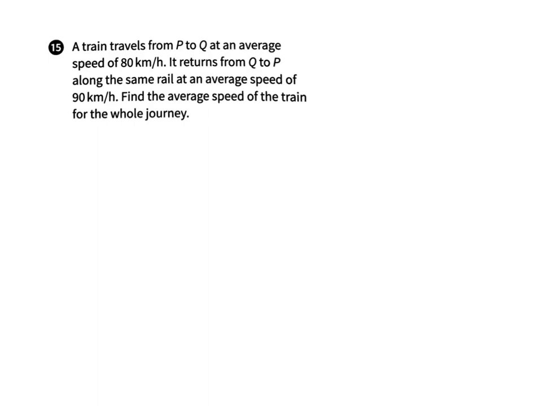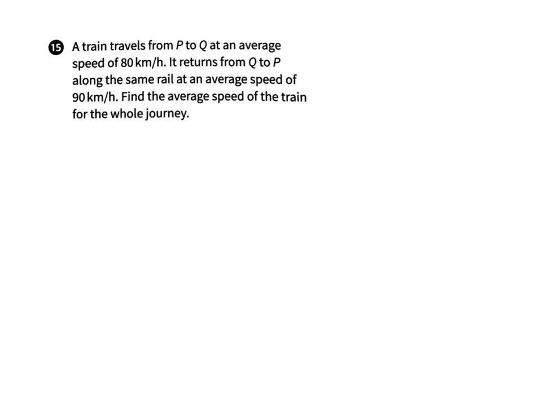A train travels from P to Q at an average speed of 80 kilometers per hour. It returns from Q to P along the same rail at an average speed of 90 kilometers per hour. Oh dear. There is no information on distance and time. It's all just in speed. So now we have to think of a way to represent our distance and find our time taken as well.